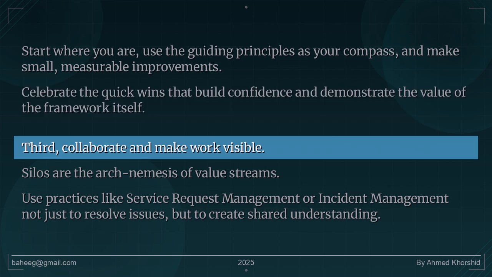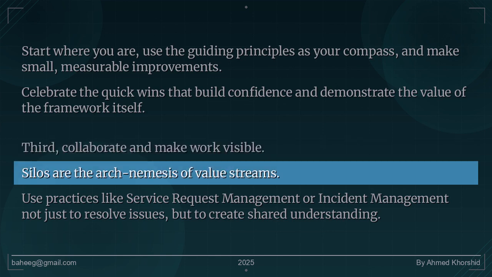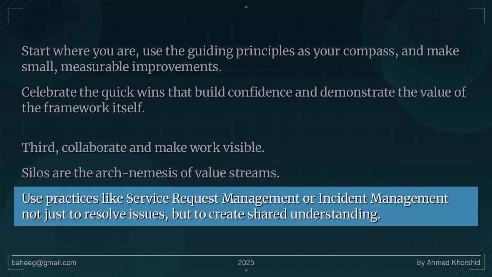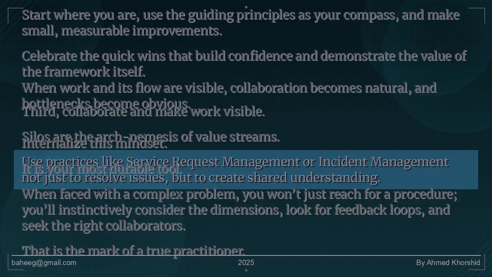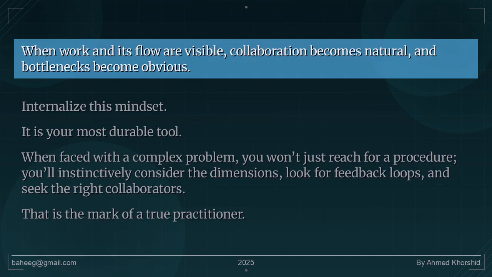Third, collaborate and make work visible. Silos are the arch nemesis of value streams. Use practices like service request management or incident management not just to resolve issues, but to create shared understanding. When work and its flow are visible, collaboration becomes natural, and bottlenecks become obvious.